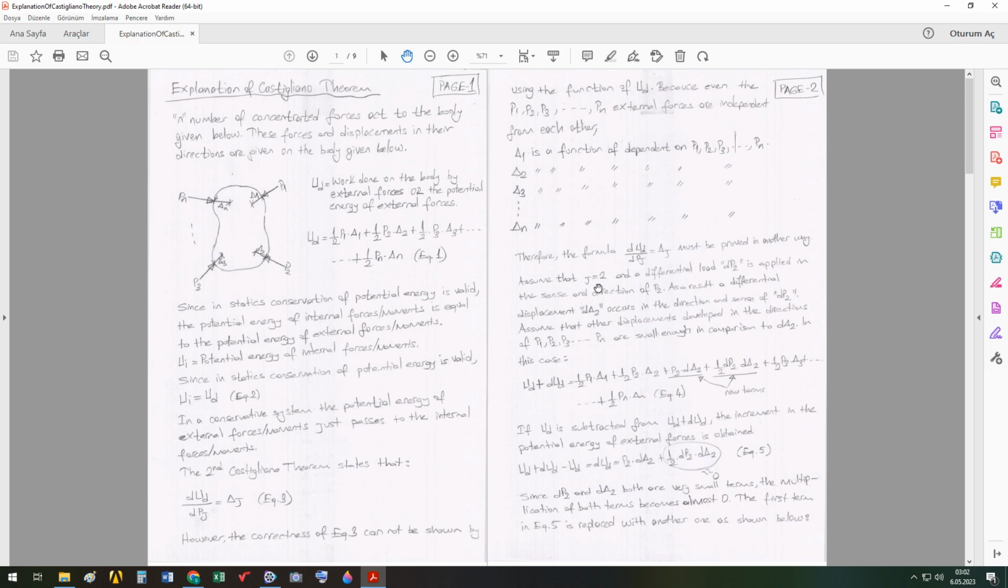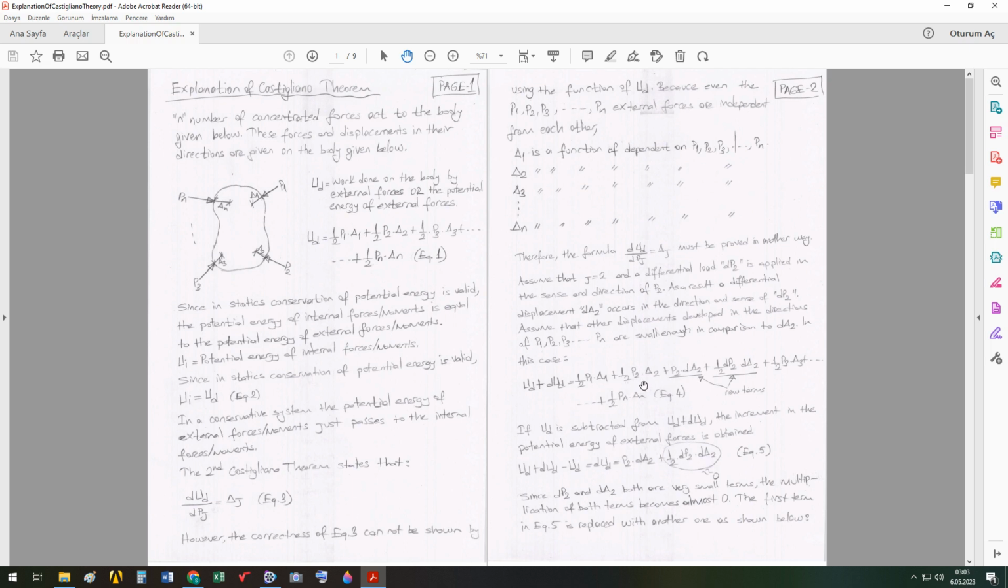Assume that j equals 2 and the differential load dP2 is applied in the sense and direction of P2. As a result, a differential displacement d delta 2 occurs in the direction and sense of dP2. An additional load is applied here. Assume that other displacements developed in the directions P1, P2, P3, Pn respectively are small enough in comparison to d delta 2. In this case, those terms are here in UD. New two terms come here.